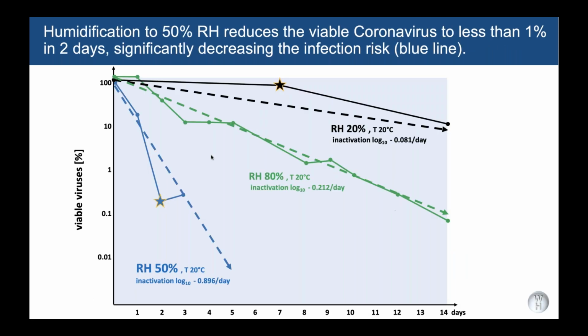And so that was influenza A. If you look at the coronavirus, on the top black line, you have 20% RH and comfortable temperatures. And you can see that the virus stays active. Then the green line shows 80% RH. So that's above that sweet spot. And you can see there's some inactivation. But at 50% RH, you have maximal inactivation of the infectivity of this virus.